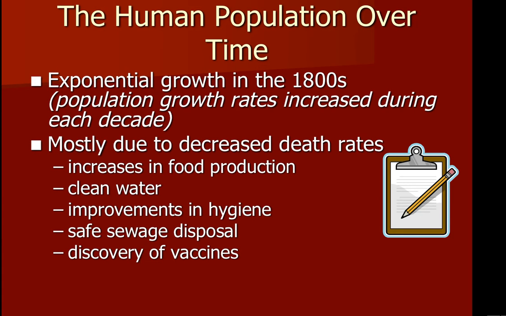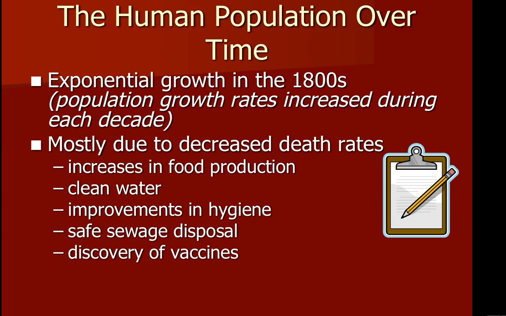Exponential growth basically started in the 1800s, and this is mostly due to a decrease in death rates. We had an increase in food production. We were able to sustain a large community with our industrialization of foods. We have clean water, improvements in hygiene, safe sewage disposal, and then discovery of vaccinations. I would also put in there that antibiotics are probably a big factor as well. So these are some of the basic components of the exponential growth rate.